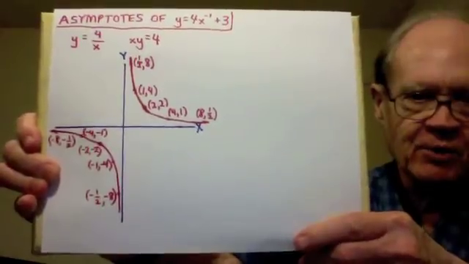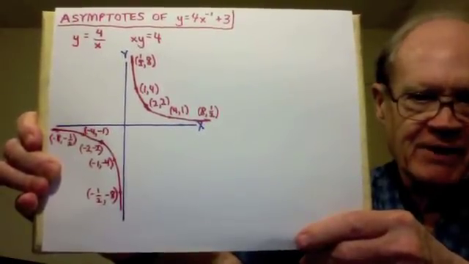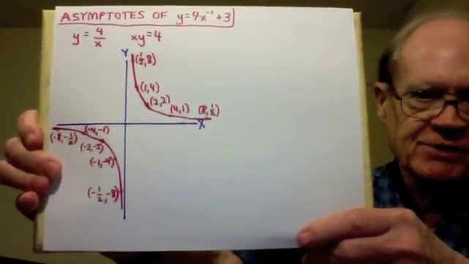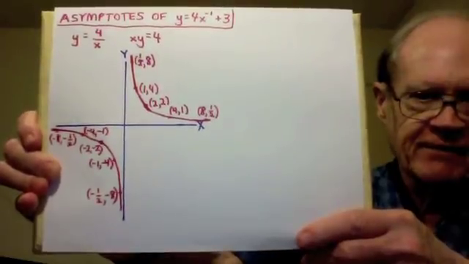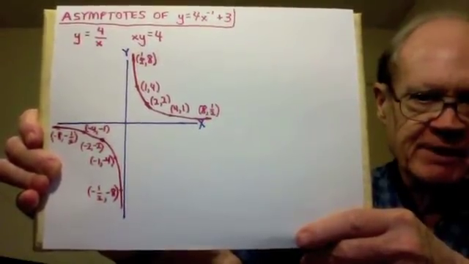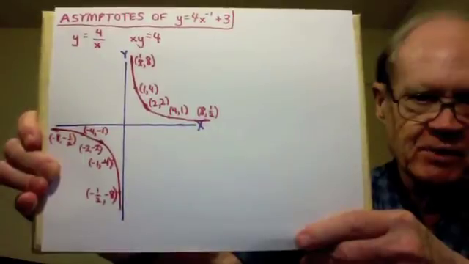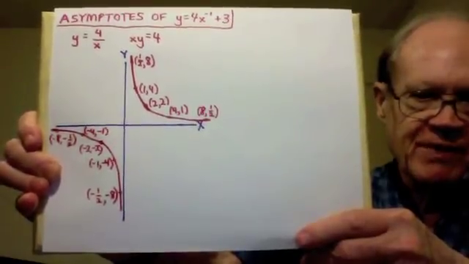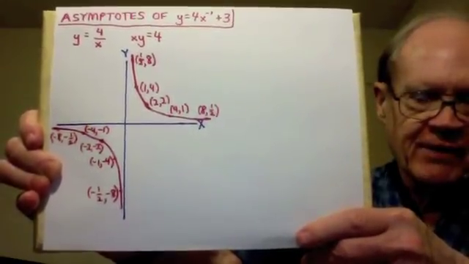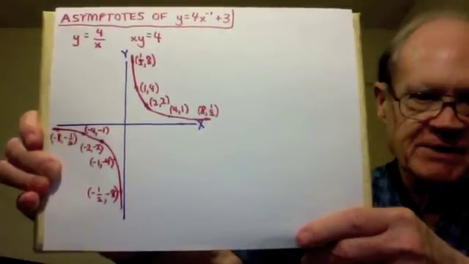And here also, this branch gets microscopically close to the x-axis as it goes out to the left, and microscopically close to the y-axis as it goes downward. So this graph has two asymptotes. They are the x-axis and the y-axis.